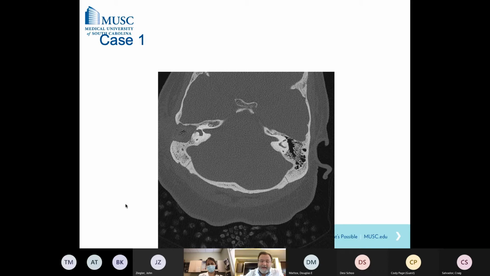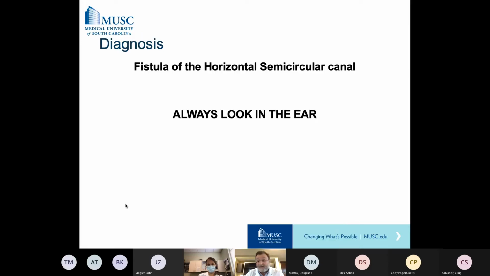And while this is not directed more to the ENT, my word of caution, always look in the ear. Her ear looked funny from the start, and her diagnosis was pretty straightforward once we got the imaging, although her symptoms were not very convincing initially.